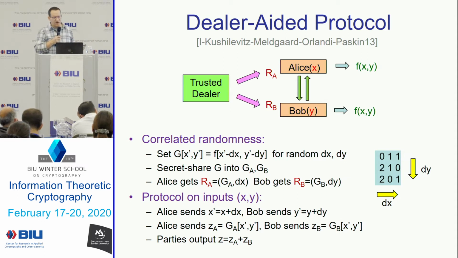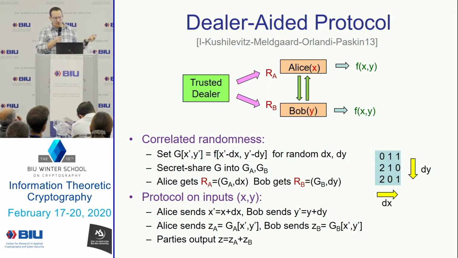In the first round, every party masks her input with the corresponding random value, dx or dy, she got from the dealer. And they exchange these values. Okay, that's okay. It doesn't give any information about the inputs, but it does reveal precisely the location in the shifted truth table where the output is located.